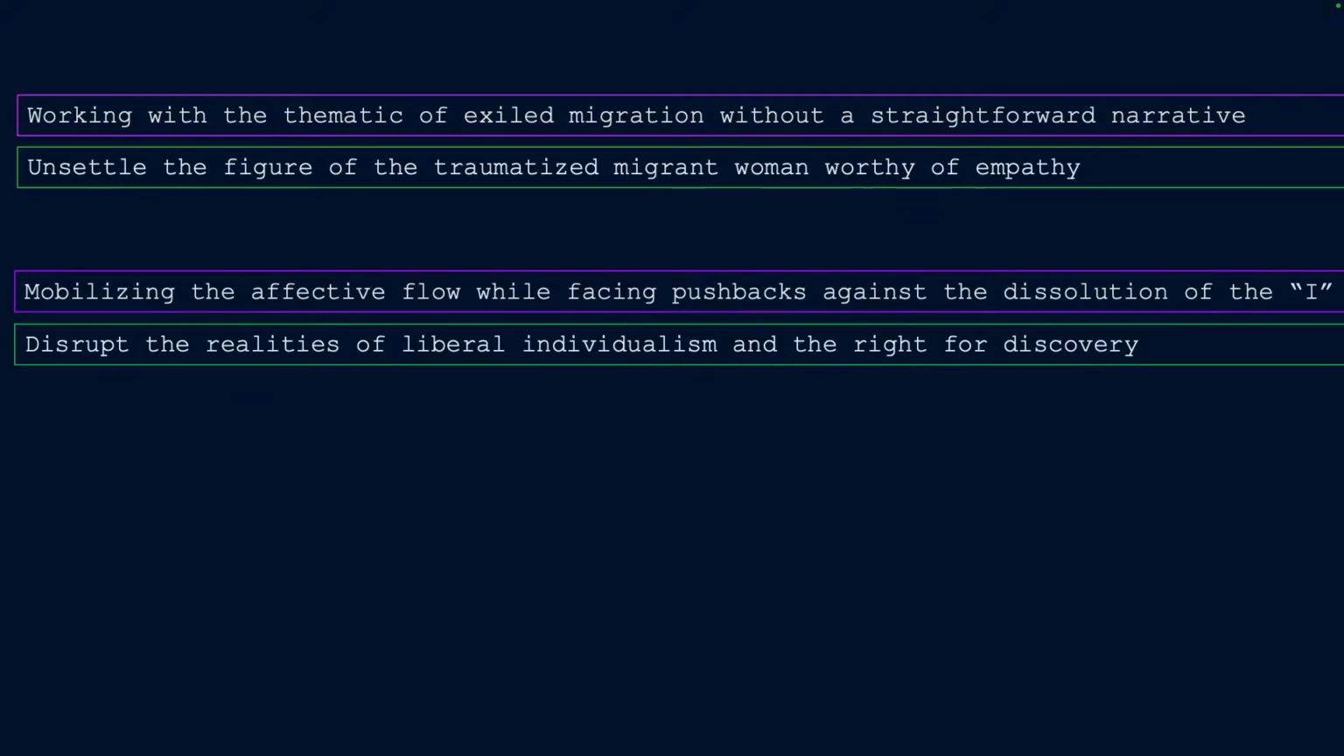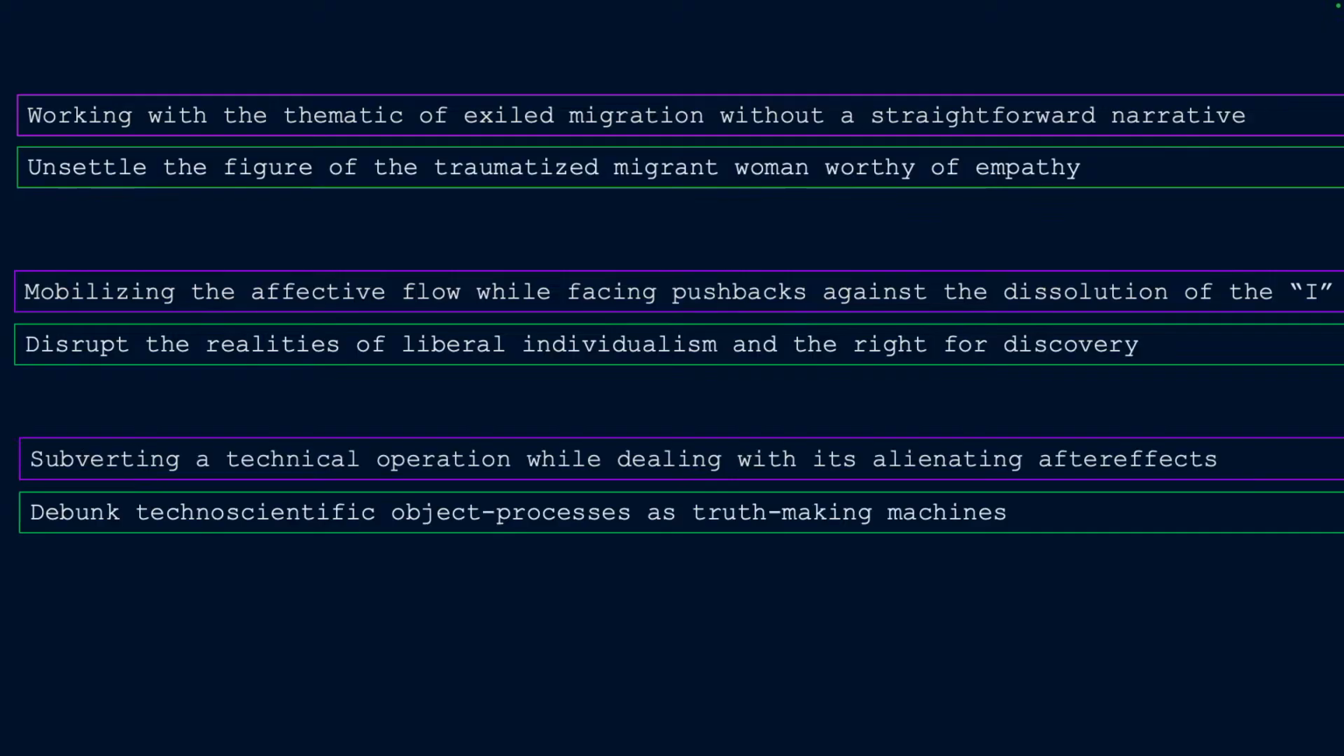Mobilizing the affective flow while facing pushbacks against the disillusion of the I, as I introduced to you when I talked about that network diagram and the fact that it's not upfront and people don't understand their role, was a way to disrupt the realities of liberal individualism and the right for discovery. And subverting a technical operation while dealing with its alienating after effects, as you saw with all the confusions around wearing the device and passing it around, was a way to debunk the technoscientific object processes as truth-making machines.